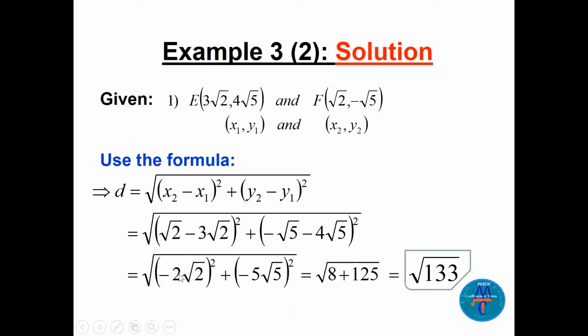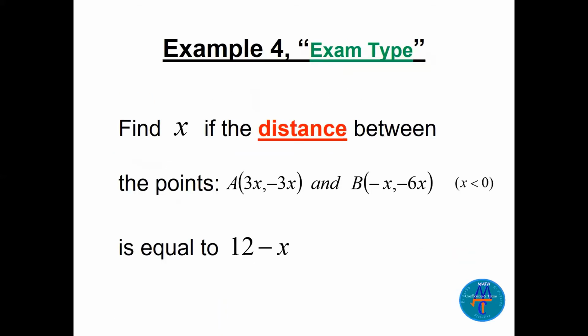2 times 2 is 4. Square root of 2 is only 2. And this one, minus 5 square root of 5 is 125. When you add, square root of 133, and you cannot simplify that one.